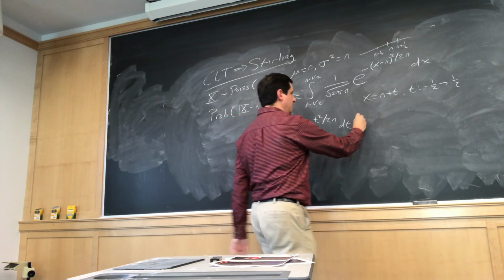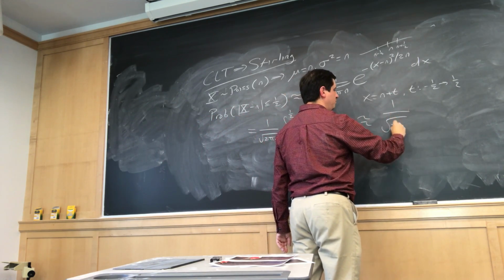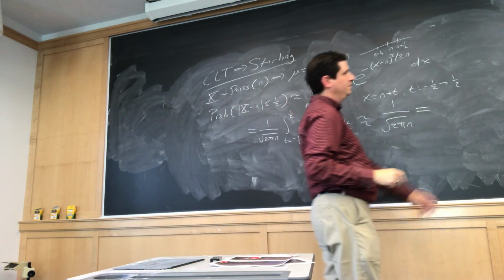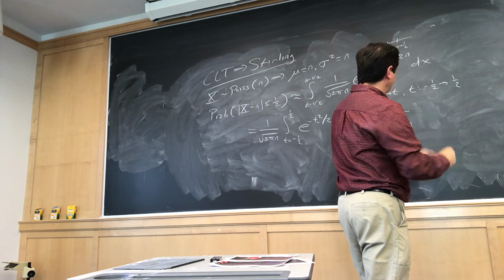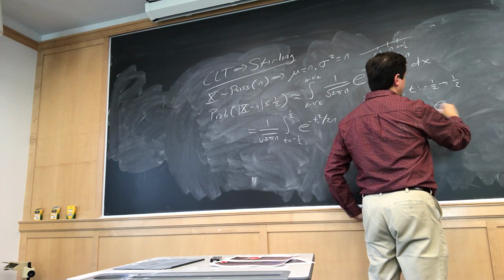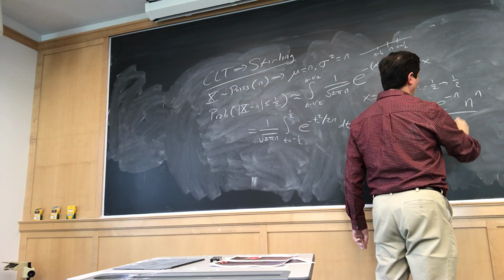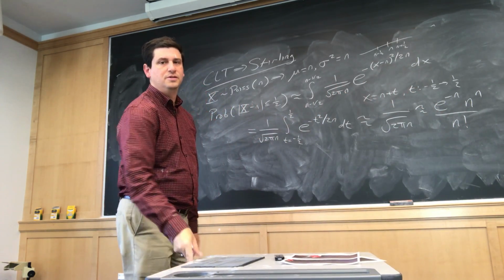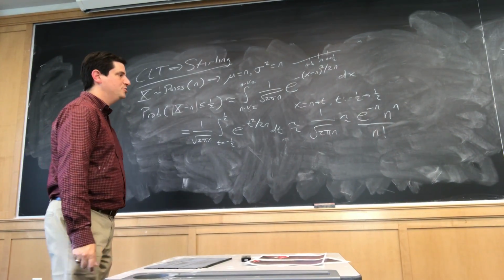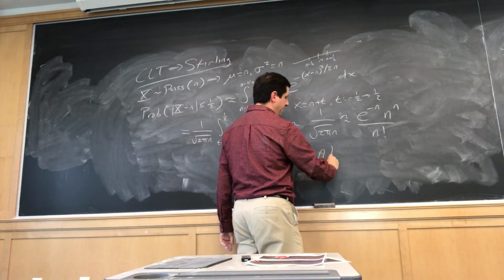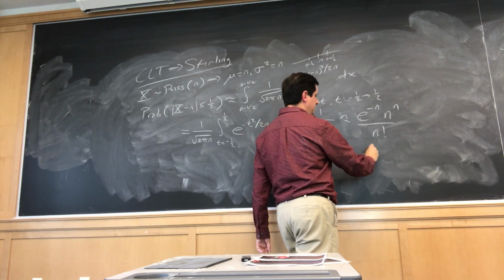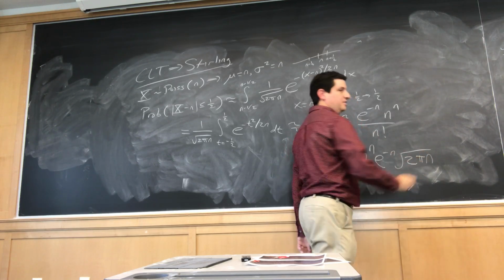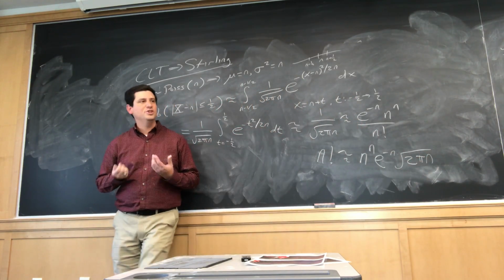So this is approximately 1 over square root of 2 pi n. But we've already said that this probability is e to the minus n, n to the n, over n factorial. Right? So all we have to do now is just cross multiply, and we get n factorial is about n to the n, I'm just writing them in a different order, e to the minus n, square root of 2 pi n. I am trying to convince you to love mathematics.